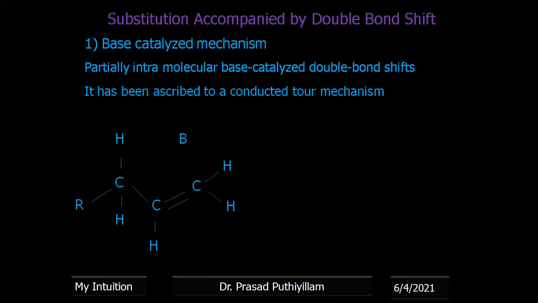So the tour begins. The base goes near one of the protons. Then the bond is not completely formed. The proton tries to attract the electrons of the base. The base has extra electrons, or the base is giving the electrons towards the proton, and the carbon hydrogen bond weakens. It forms a partial double bond character with the next carbon. The initial double bond character that was here weakens.